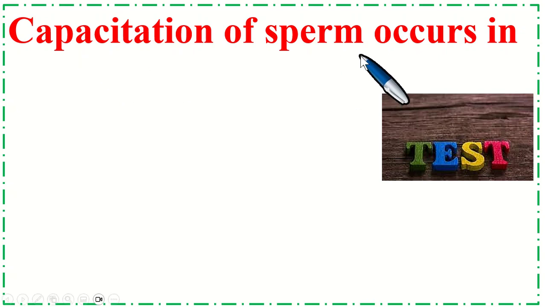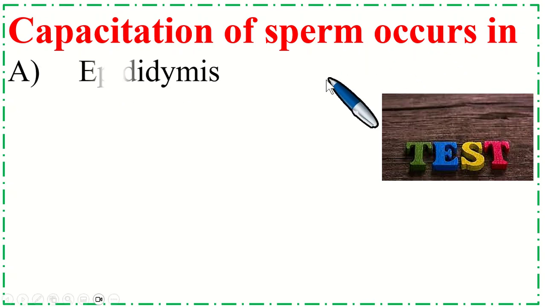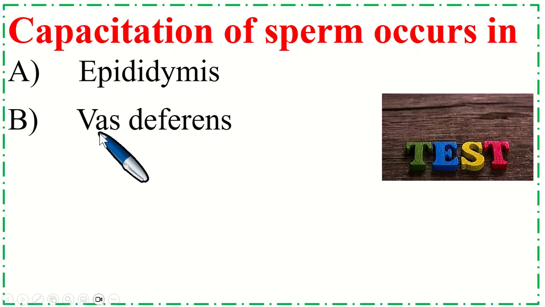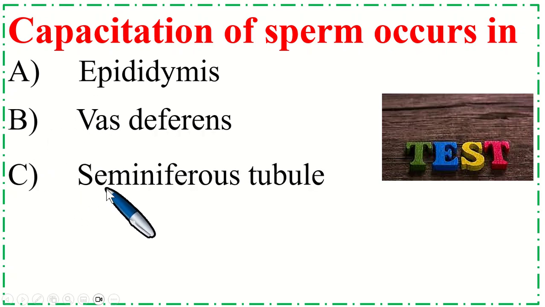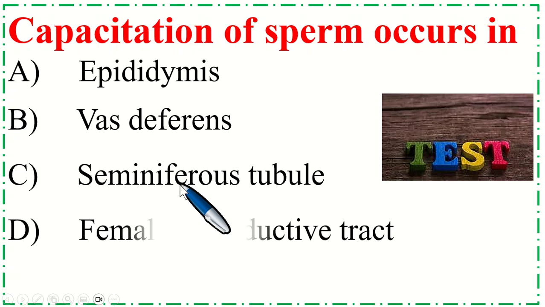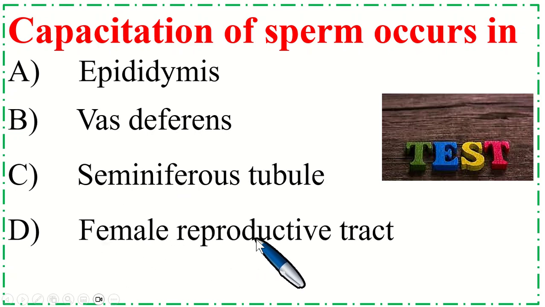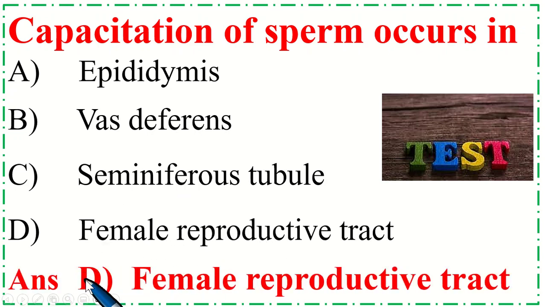Capacitation of sperm occurs in option A, epididymis, B, vas deferens, C, seminiferous tubule, option D, female reproductive tract. Correct option is D, female reproductive tract.